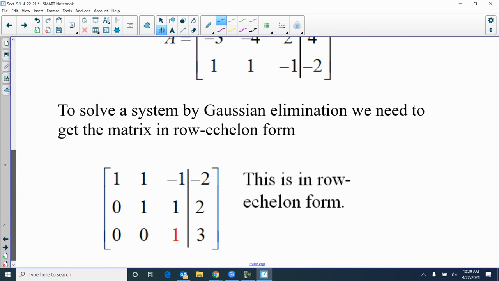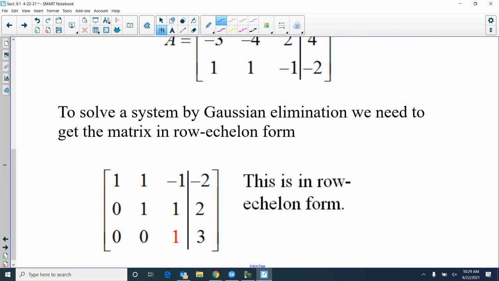Here's what our goal is. Our goal is to get it into row echelon form. If we get it into this form here, I can say z equals 3. I can plug 3 in for z, and I can figure out what y is and figure out what x is. So at that point, you can solve it. So that's good if we can get it in that form.